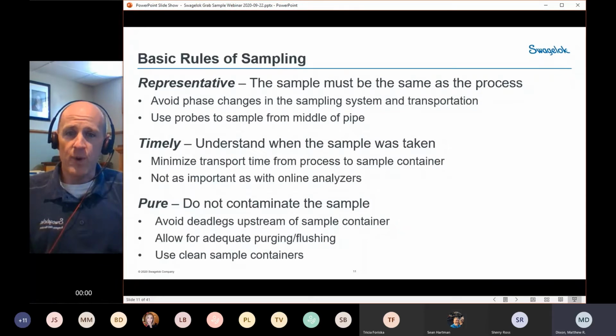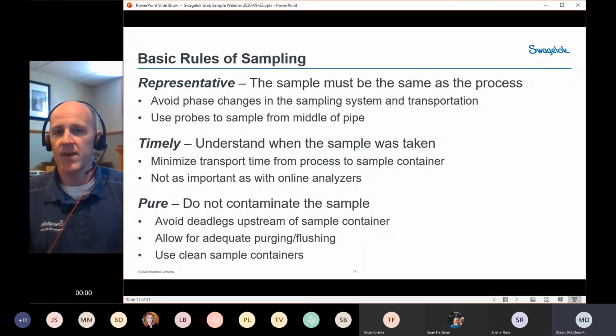We also want to use probes when we're taking a sample out of a pipeline. Your most representative sample is going to be collected at the center of that pipeline where you have that flow. Collecting a sample from the wall of a pipeline, you're not necessarily going to get the most representative sample of what's flowing through there. In addition to that, you're much more likely to get contamination and things of that nature. So we generally want to use probes when we're taking a sample.